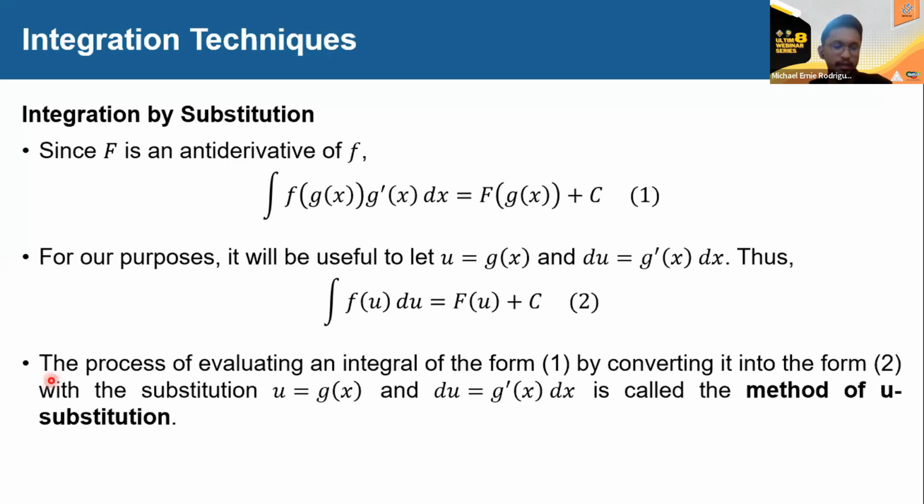So the process of evaluating an integral of the form in equation 1, okay, by converting it into the form of equation number 2 with our substitution u is equal to g of x and du is g prime of x dx is called, okay, so this is called the method of u substitution. So ito yung nagle-let u tayo, di ba? Let u, and then we get the du. So para i-substitute natin doon sa integral natin para mapadali natin yung pag-solve natin sa isang integral. That is method of u substitution.